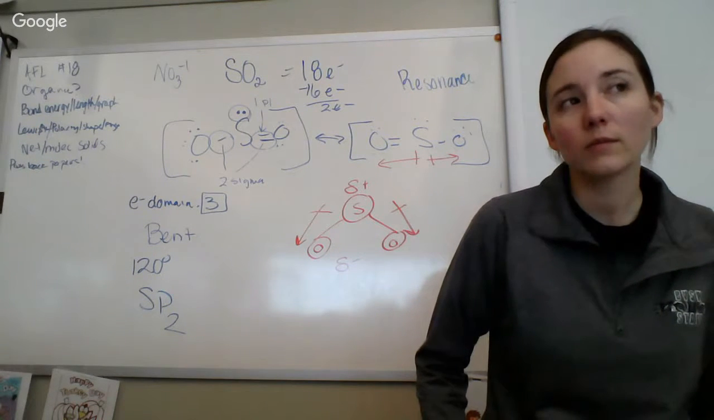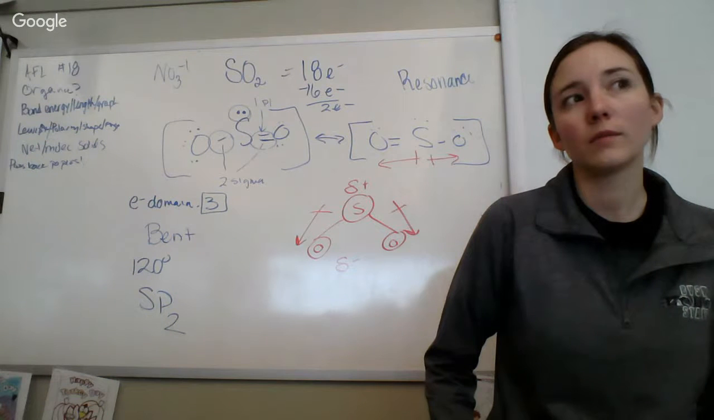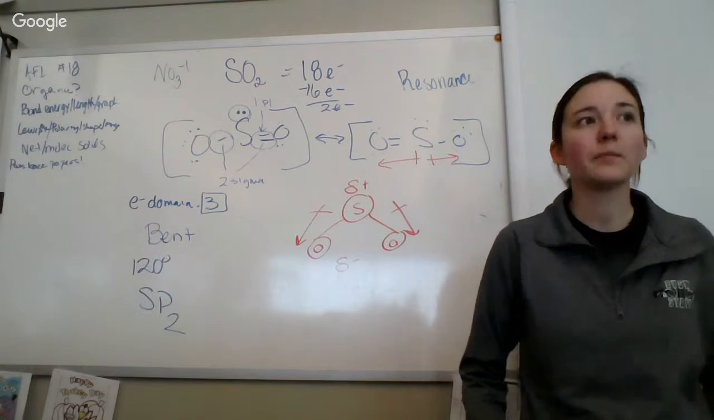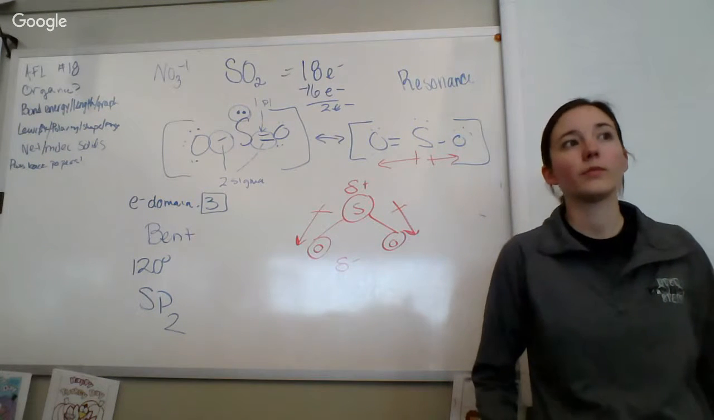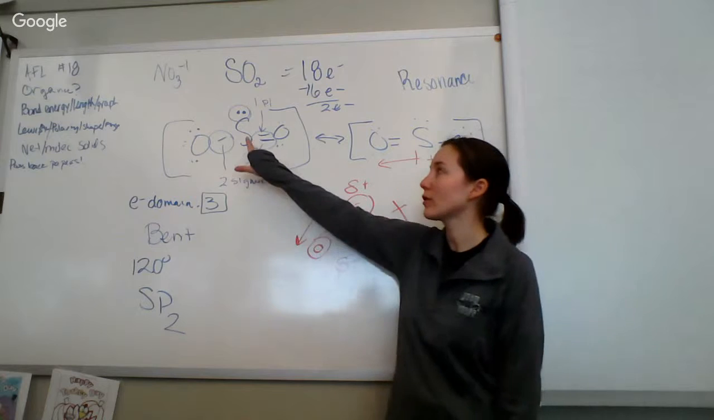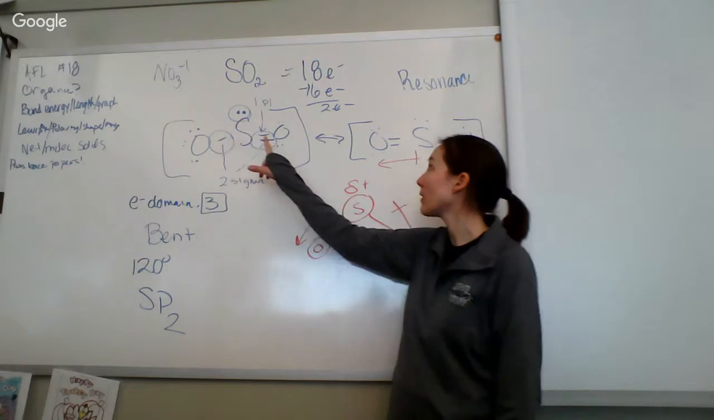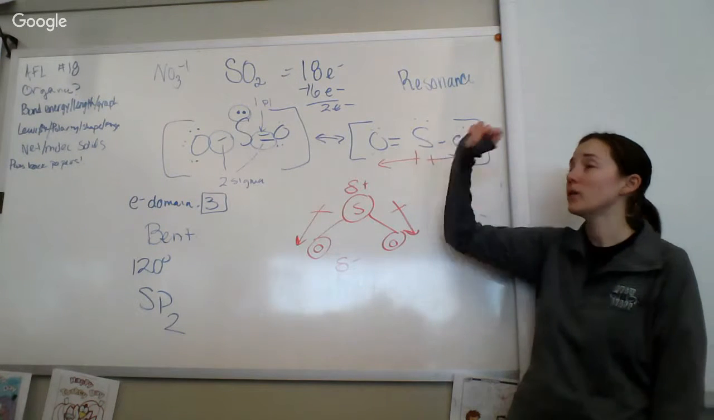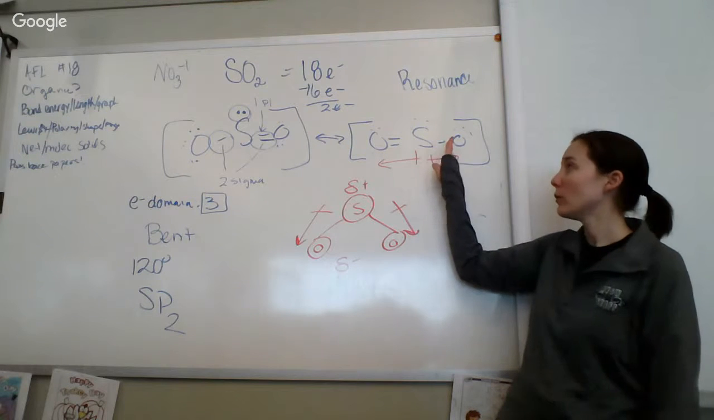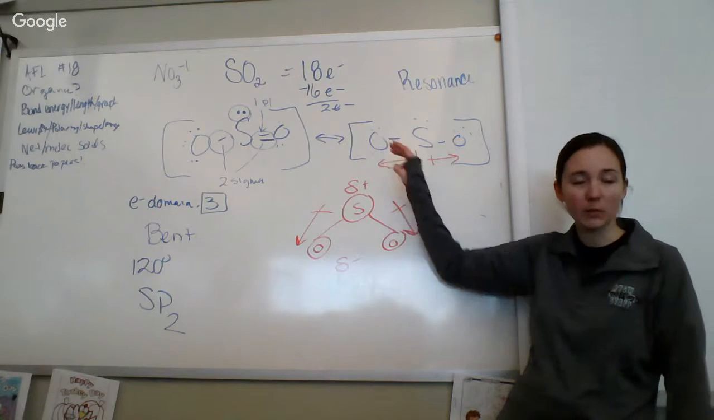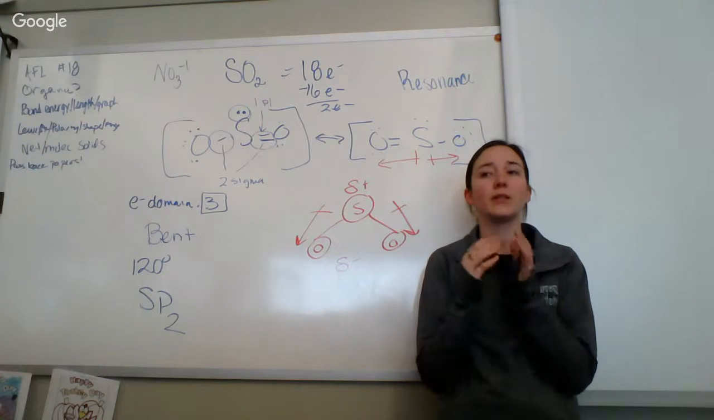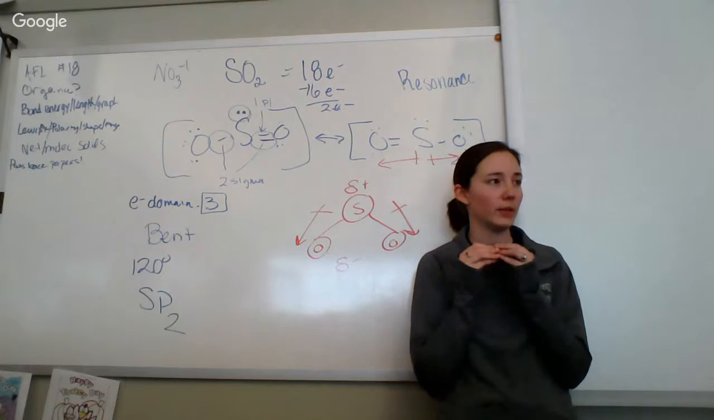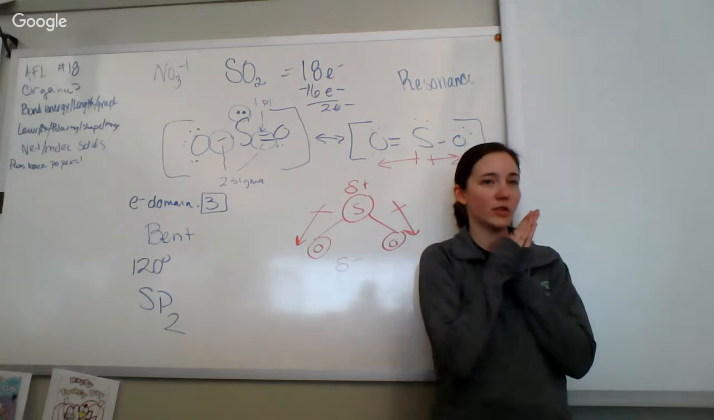On the electron domains, like on SO2, the double bond is one. Correct. One electron domain, and the other bond is another, and then the lone pair is one. So the question was about electron domains and clarifying the fact that there are 3, because we have one lone pair, one single bond, and one double bond. Those are all examples of electron domains, and they each count as one electron domain. Other questions?